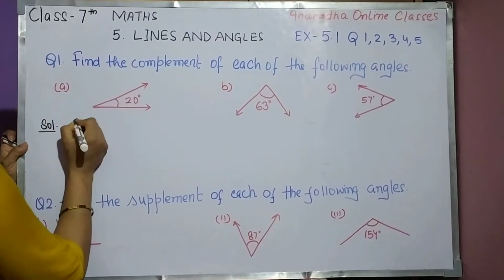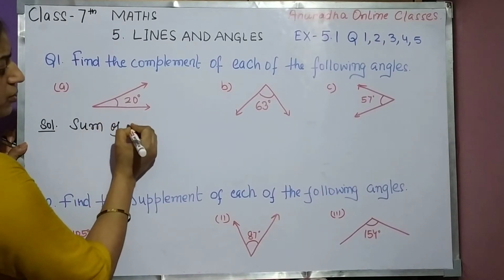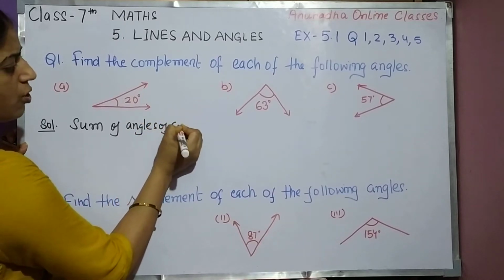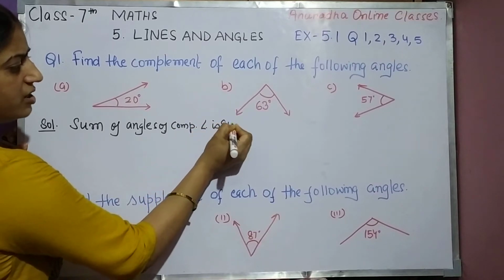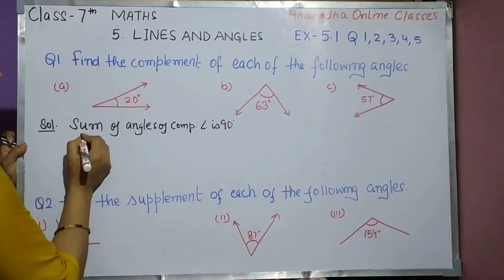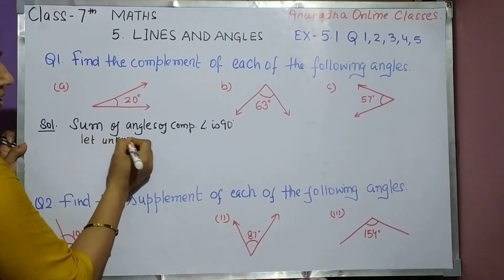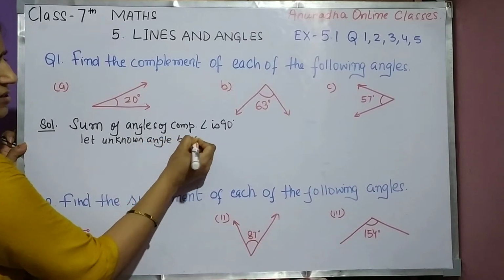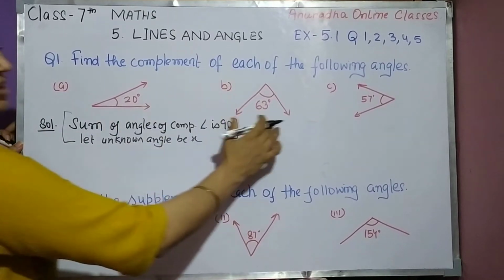So you must write first, sum of angles of complementary angle is what, is 90 degree, right? Let the unknown angle be x. Okay, this statement is for all the three, this one and this one.